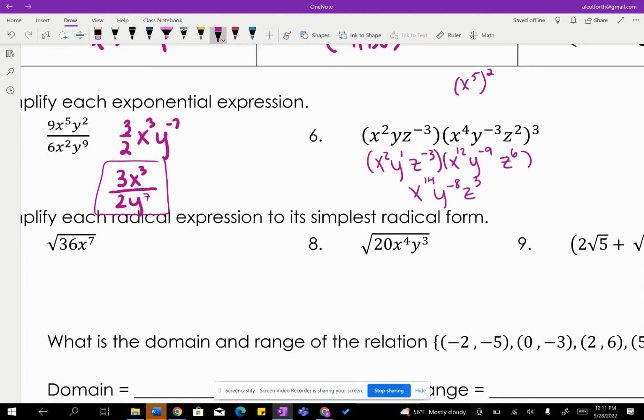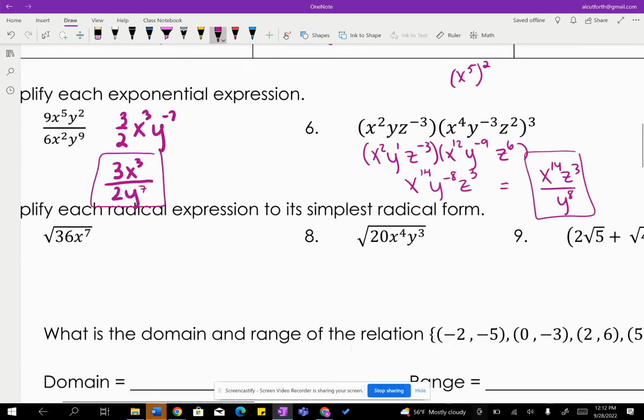But I can't leave my answer like that with a negative exponent, so I need to move which one to the bottom, x, y, or z? Just the y. So we are going to have x to the 14th, z to the 3rd, and then move the y to the denominator to make it have a positive exponent. Any questions about that one?